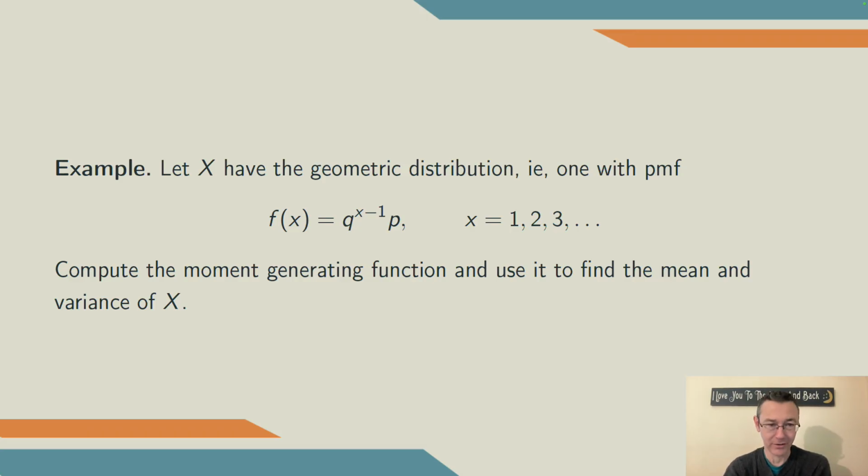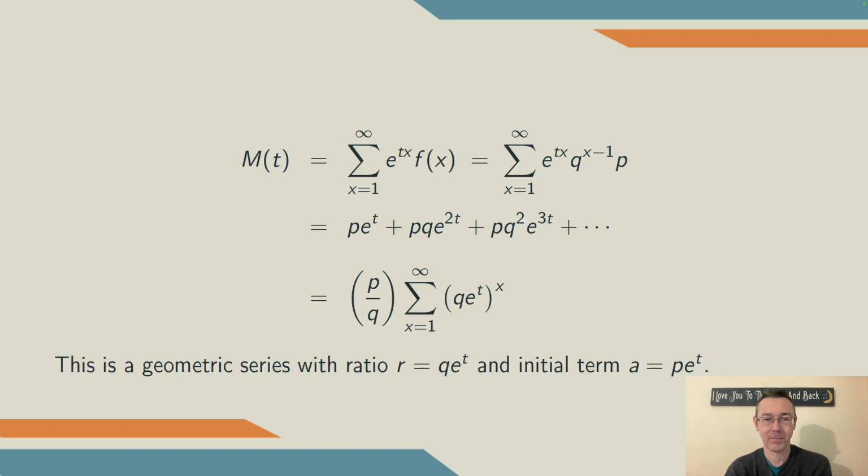Here's an example, an immediate application of the moment generating function, finding the mean and variance of the geometric distribution. So we'll do that again by finding the moment generating function of this random variable. This is a good place to pause the video, try it on your own before advancing.